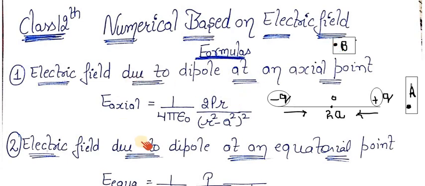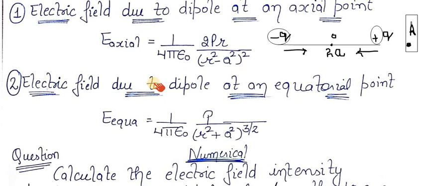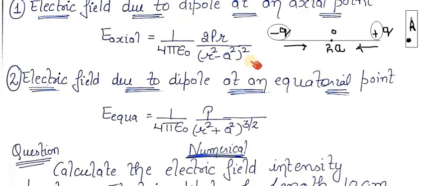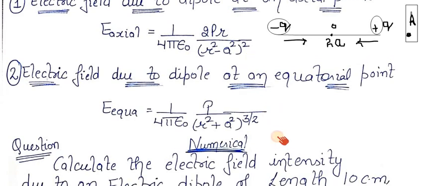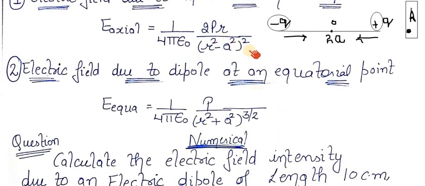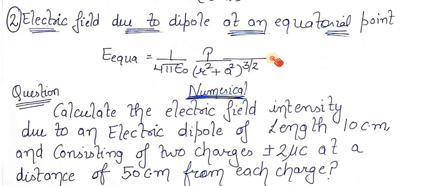The first one is the formula for the axial point. If you find the electric field due to the dipole at this axial point A, or if you find the electric field due to this dipole minus q plus q at point B, then you have to apply this formula, right? These two formulas I have already derived. If you want to see the full derivation, you can get the link for the full video lecture in the description of this video. Okay, let's understand the first numerical, then you will see which formula you have to apply in the example below.